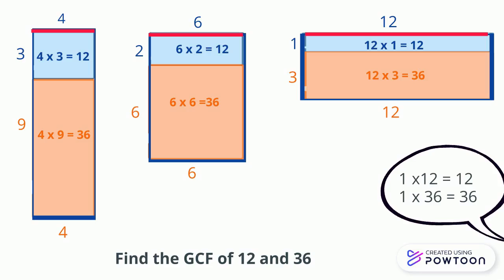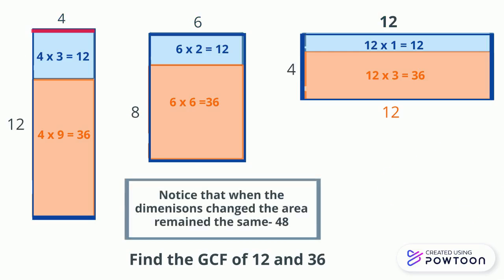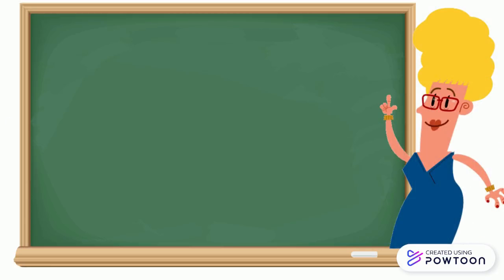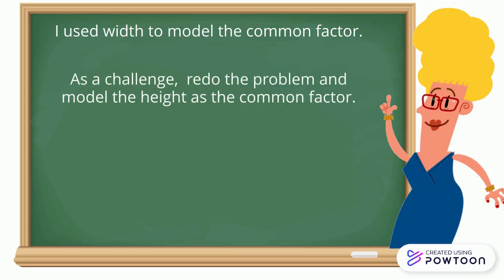The last pair is 1 by 12 and 1 by 36, and as you can see, I can't even begin to draw it to scale. With modeling with rectangles, once again, we have shown that the GCF of 12 and 36 is 12. When I did the problem, I focused on using the width to represent the common factor. Can you do this problem by using the height to represent the common factor?